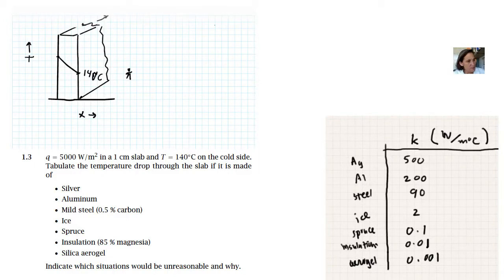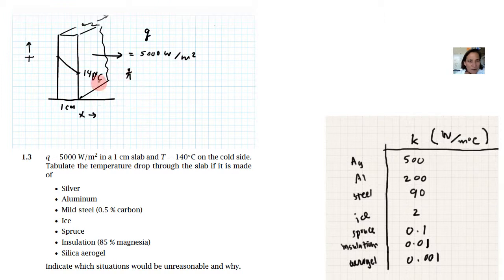Okay, in this problem, you're told that you have steady state heat transfer through a slab, and they tell you how much the heat transfer is. The heat transfer through the wall is equal to 5,000 watts per meter squared, and the slab is 1 centimeter thick.